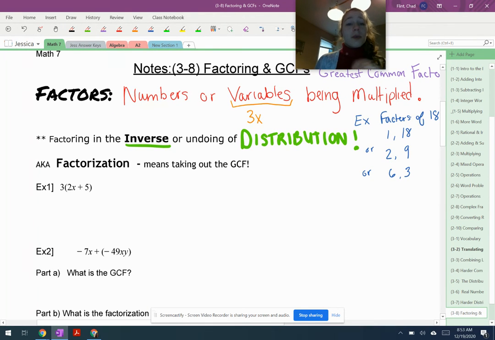One last vocab thing, when it says things like factorization, factorization simply means taking out the GCF. So factoring out, taking out, or factoring.